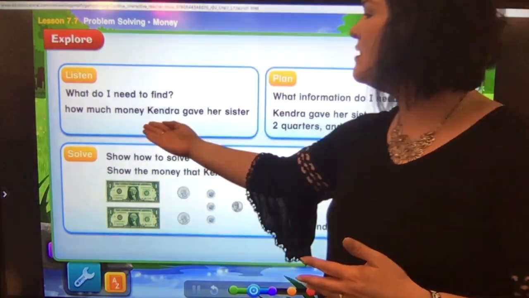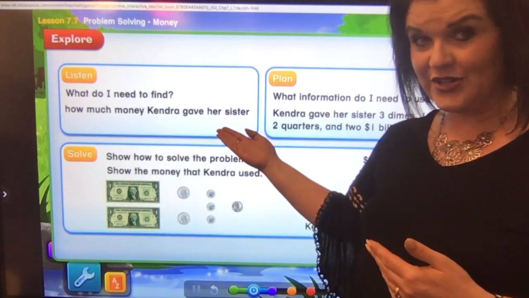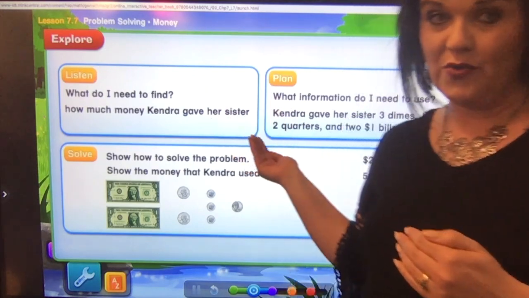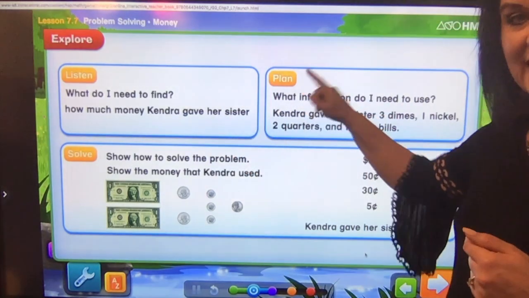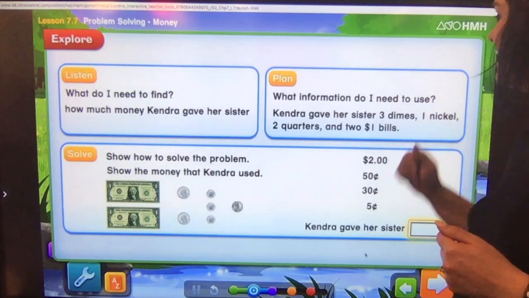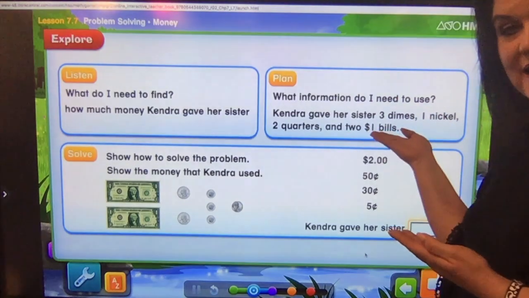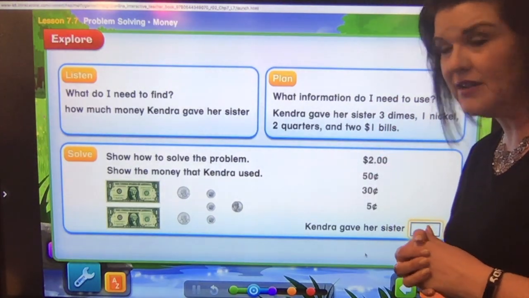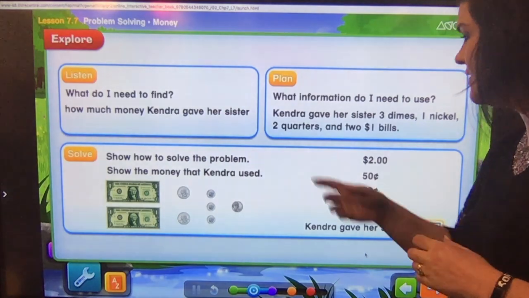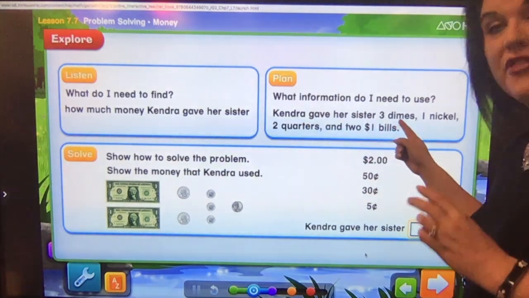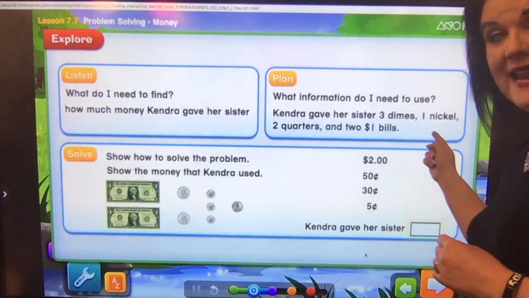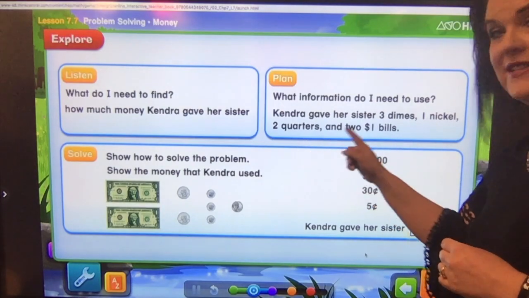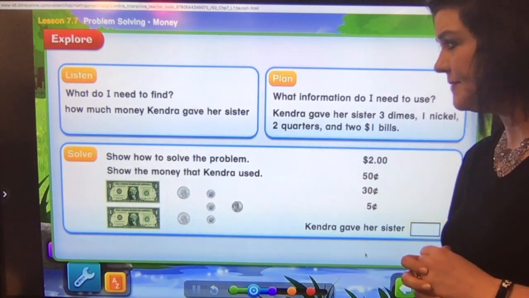We need to find how much money Kendra gave her sister. All right, we do not know. And then the plan is, what information do I need to use? So right here it tells how much money Kendra gave to her sister. Kendra gave her sister 3 dimes, 1 nickel, 2 quarters, and 2 $1 bills.